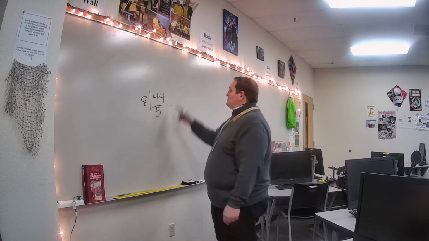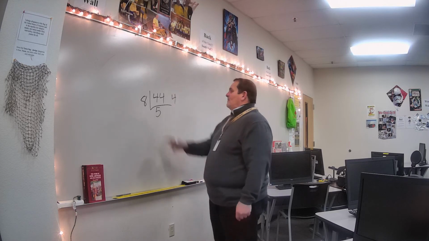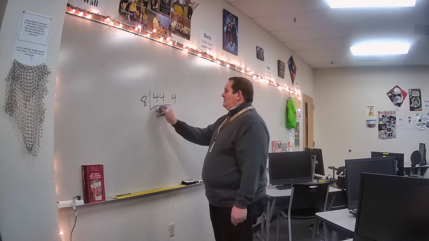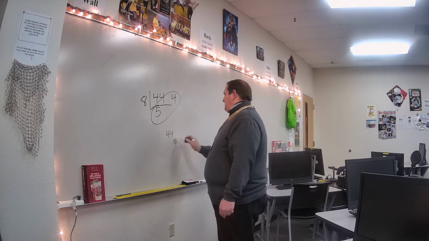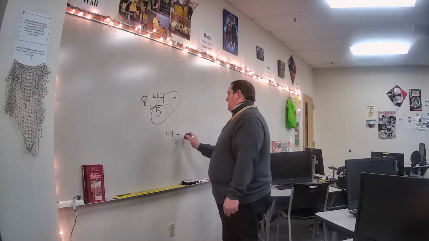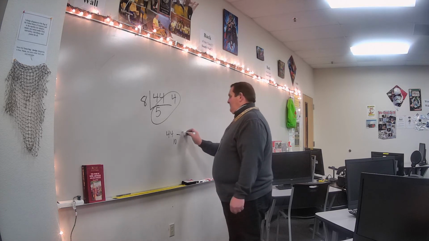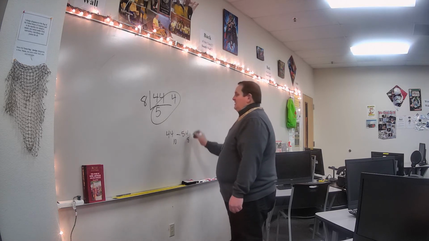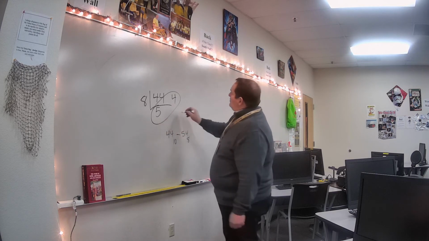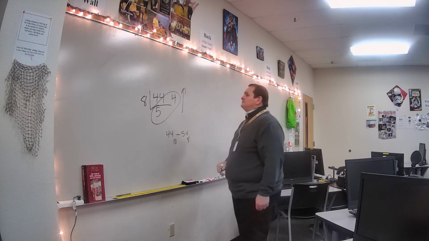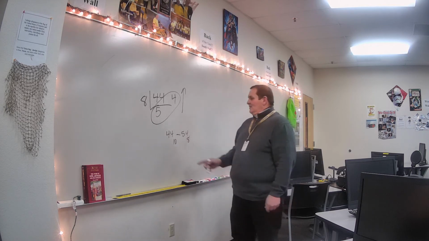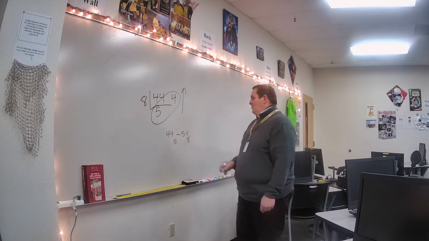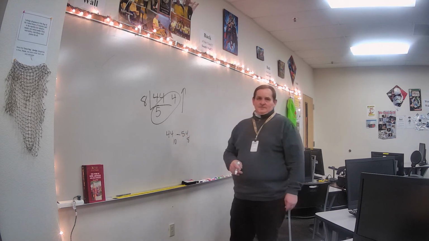So that's 40. So what's the remainder? 4. Will 8 go into 5? No. So we're done. Here's our answer. So 44 base 10 is the same as 54 base 8. We take this number and this, we go upward. Okay? And that's our answer. 44. If you look on that chart that I gave you, base 10, 44 is the same as 54 base 8.